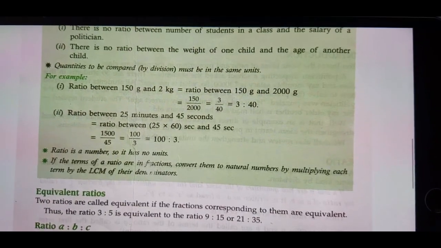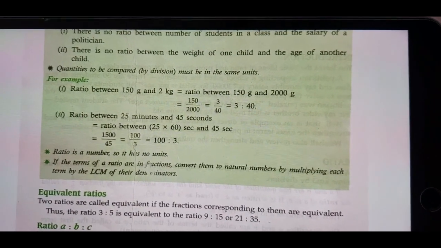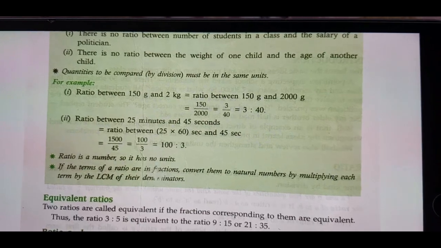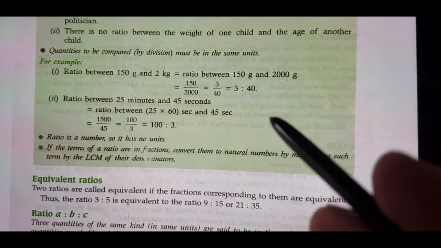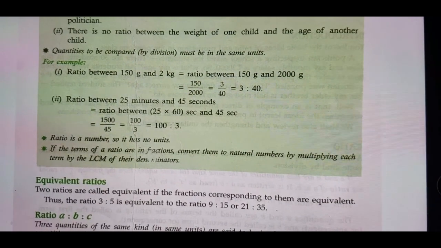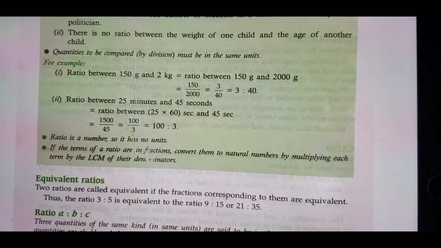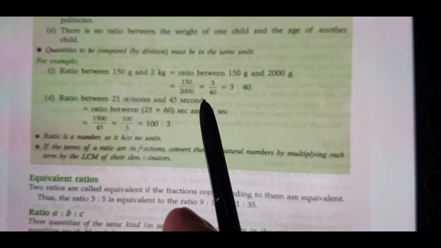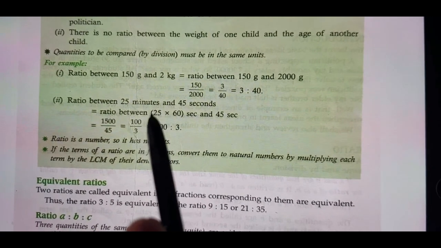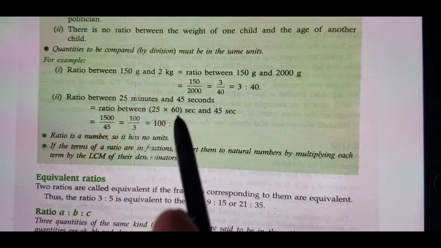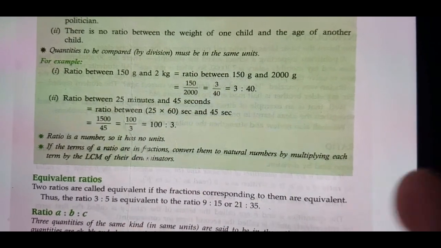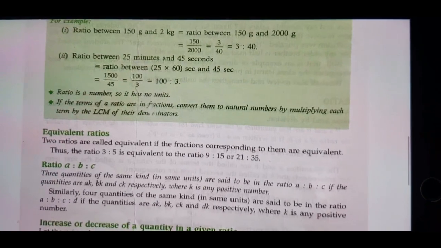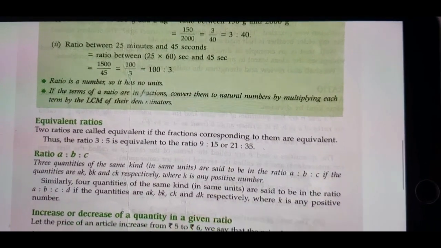For example, 150 gram and 2 kg. So I will change 2 kg into gram. 1 kg is 1000 gram, so 2 kg is 2000 gram. So 150 upon 2000 will give you 3 is to 40. Or the ratio between 25 minutes and 45 seconds. One is minutes, the other is seconds, so I change the minutes into seconds by multiplying by 60. So 1500 upon 45. When I solve this, it comes to 100 is to 3. A ratio is a number, so it has no unit.